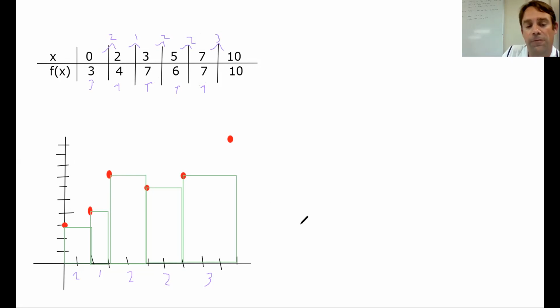So if I wanted to find the left sum, I don't have to draw out the whole thing. I just need to find the difference between them, and then do 2 times the first y value, so 2 times 3, 1 times the second y value, 2 times the third y value, 2 times the fourth y value, and 3 times the fifth y value. And that would be my left sum.